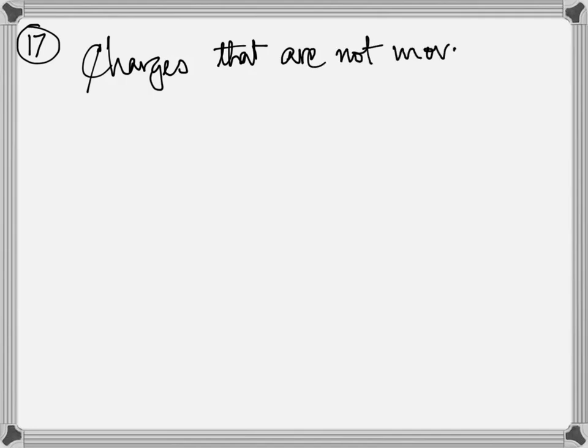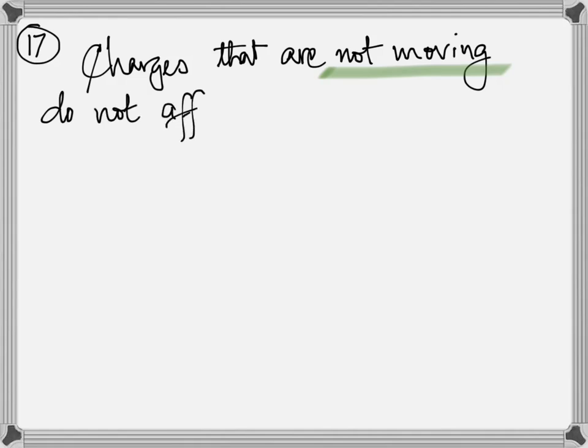In 17, since it's not a moving charge, there is no current and that doesn't produce a magnetic field. Therefore, it's not affected. You know, it's only when charges move that they give rise to a magnetic field. So, in this case, there is no magnetic field.